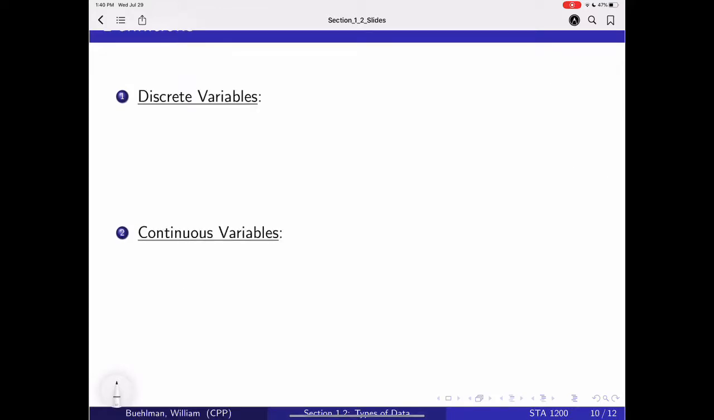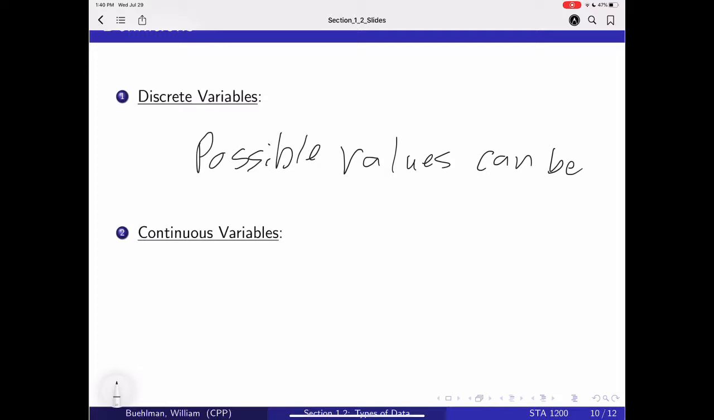All right, so we're on to our last set of things, discrete and continuous variables. For discrete variables, possible values can be listed. So for this, you could think of like the number of chairs in a classroom. You can count it, 30, 27, 28. It's a whole number. It's something that can be listed.